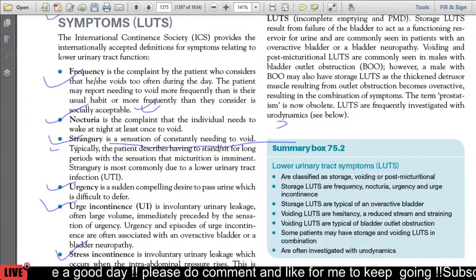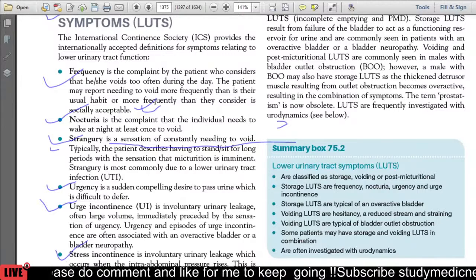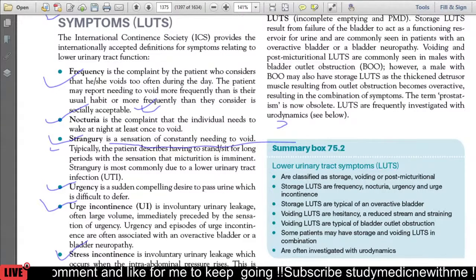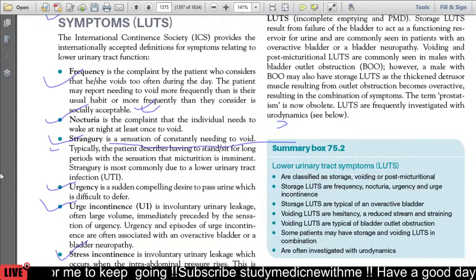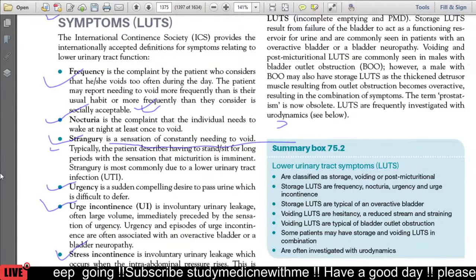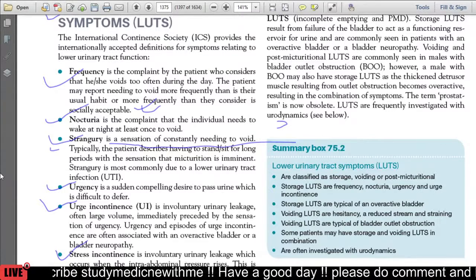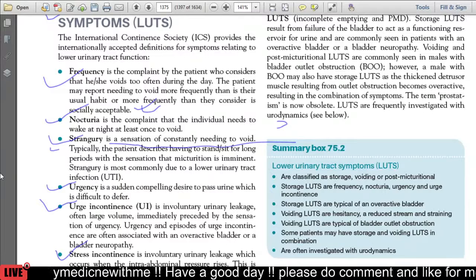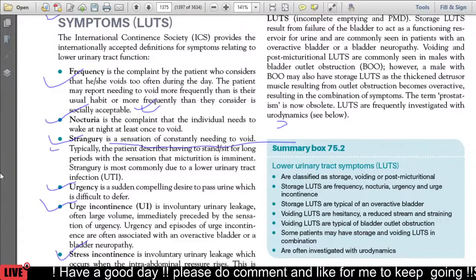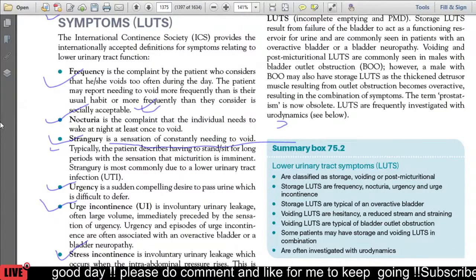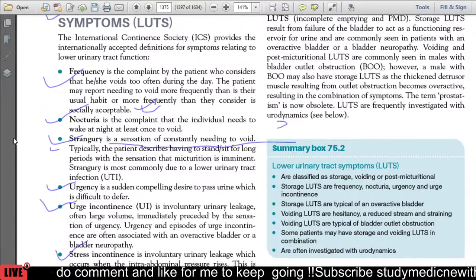There is something called nocturnal enuresis, which means passing of urine at night in bed, and there is also stress incontinence. We need to remember that stress incontinence is mostly common in females, especially those who have undergone vaginal delivery, and especially with activities that lead to increased intra-abdominal pressure. The activities that increase intra-abdominal pressure are coughing, laughing, sneezing, and some exercises.